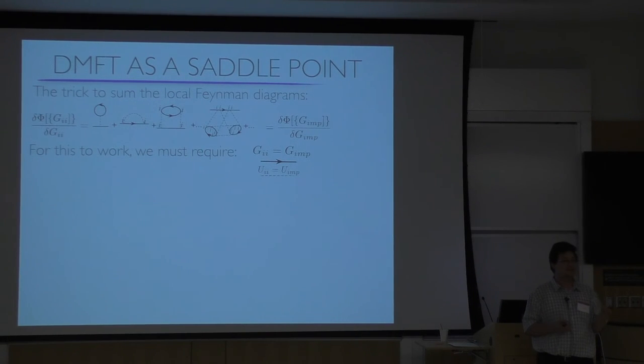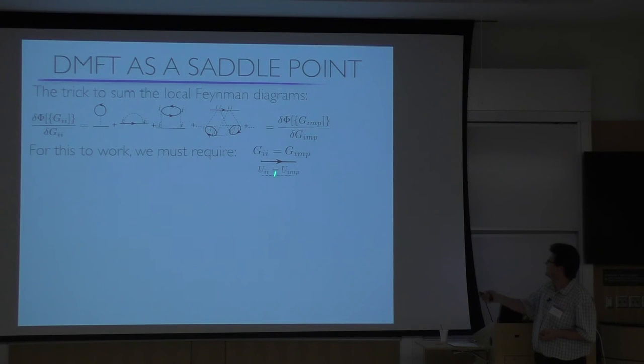Of course, this interacting site has to look exactly the same as my original problem of the lattice. So in other words, it has to have exactly the same interaction, U, as the original problem, and it has to have exactly the same propagator. In other words, the Green's function of the impurity has to be exactly the same as the local Green's function on the lattice.